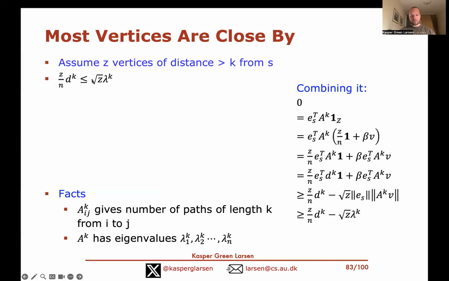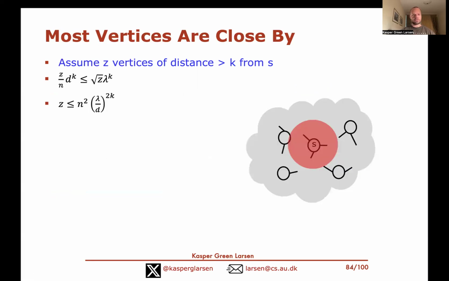So we just wrote it up here. This is this fact that we established. And if you rearrange terms, put the z's on one side, so you divide by root z, move all the other terms to the other side and square it, you get this inequality that the number of vertices of distance smaller than k, the set, is at most n squared times lambda over d to the 2k.